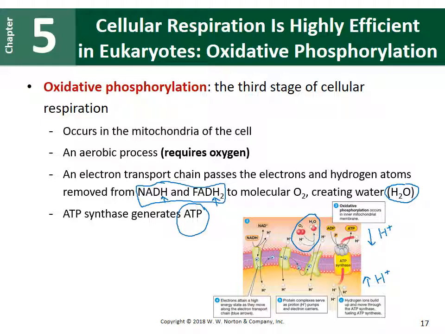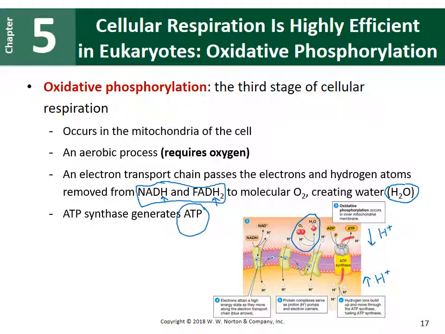And in order to do that, these hydrogen ions have to go through a protein called ATP synthase. As those hydrogen ions go from high to low concentration, that ATP synthase is going to synthesize, or generate, ATP. Remember, that is the whole goal of cellular respiration: to make as much ATP as possible from this.